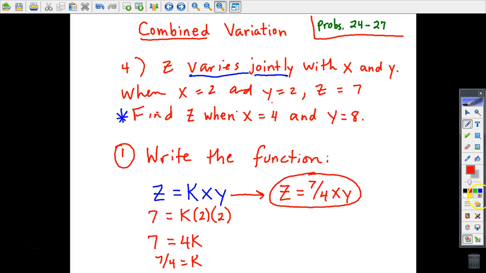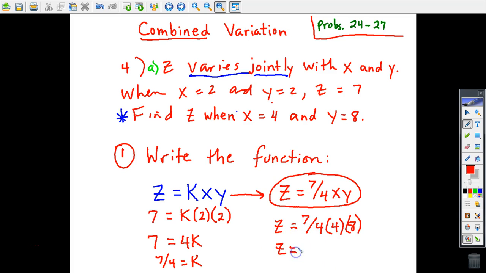All right, now this is another two-parter, so you got to be careful. Think of this as part A, writing the function. And then part B, well, what is the value of z if we replace x with 4 and y with 8 in this new function that we just came up with? Well, let's find out. z is equal to 7/4 times 4, which is x, and 8, which is y.